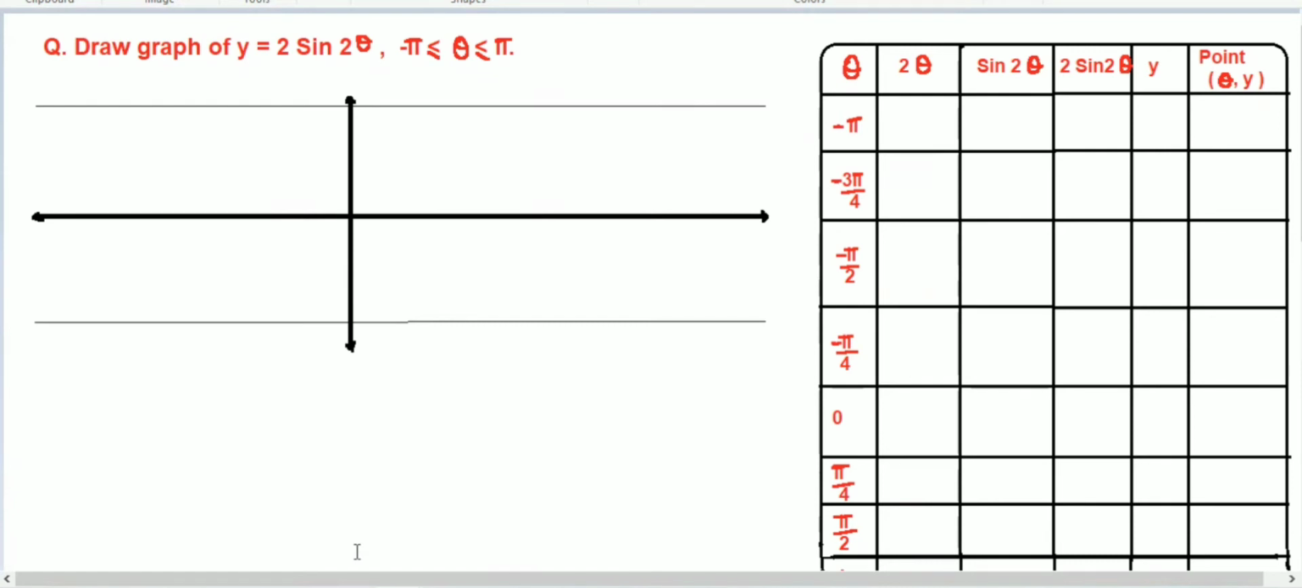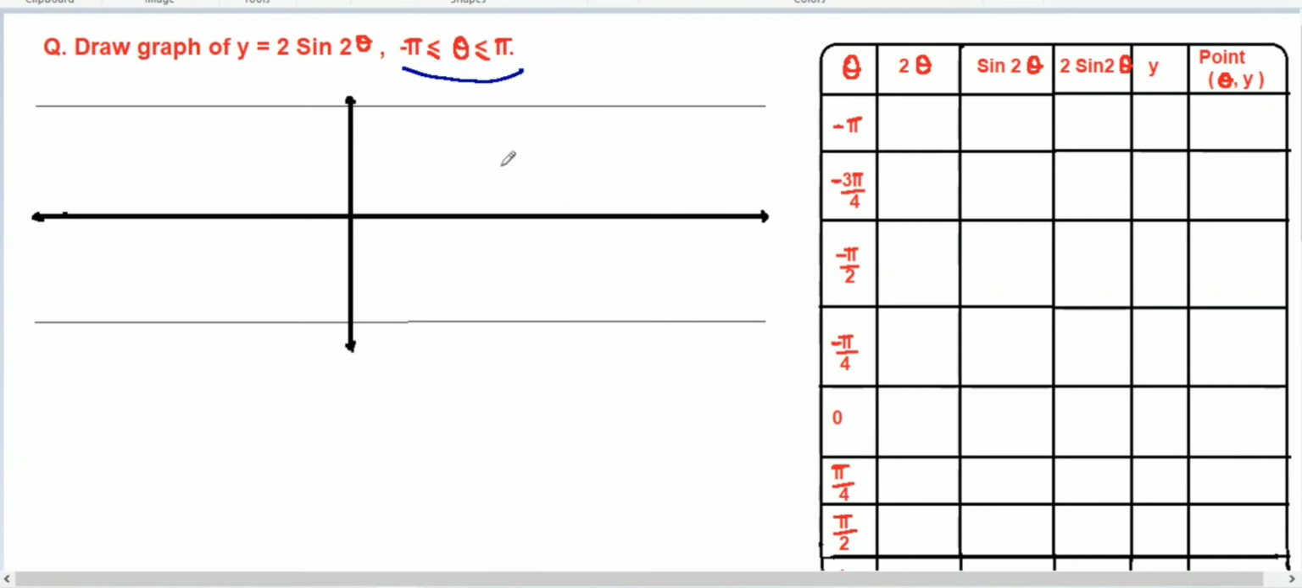Now let's draw the graph of y equals 2 sine 2 theta. The domain is minus pi to pi. We need to draw the graph from minus pi to pi. This is the limitation of this graph.